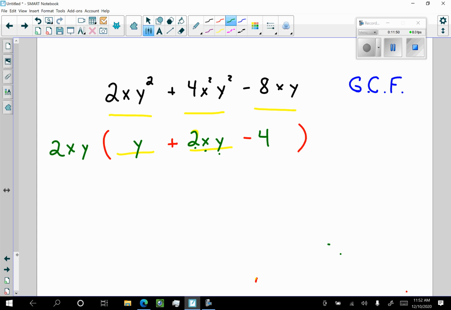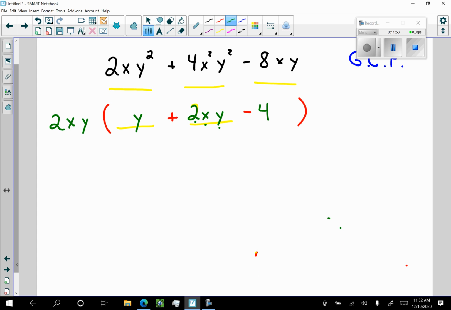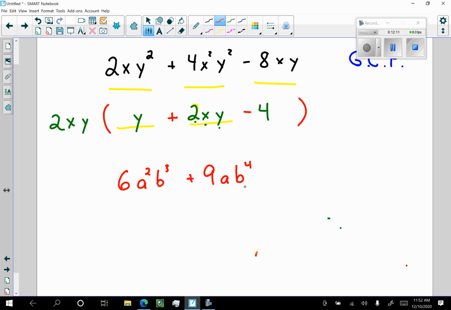Let's do another one of these crazy, wild guys. Okay, let's go: 6a squared b cubed plus 9ab to the 4th minus 12a cubed b squared. Looks kind of complicated, but I think we can do it.